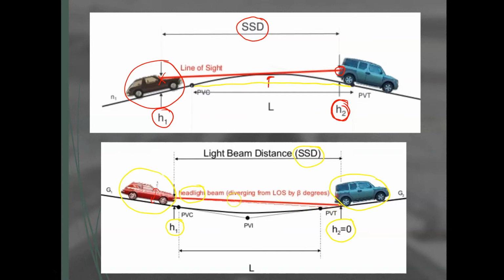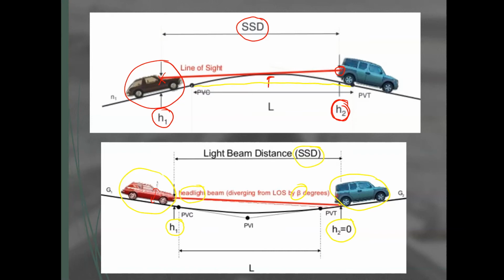How much the light beam, shown by the darker red line, deviates from the lighter red line, which is the actual straight line from the headlight, is by a degree, in this case we call it beta. So there are two cases, one for crest curve and one for, excuse me, sag curve.